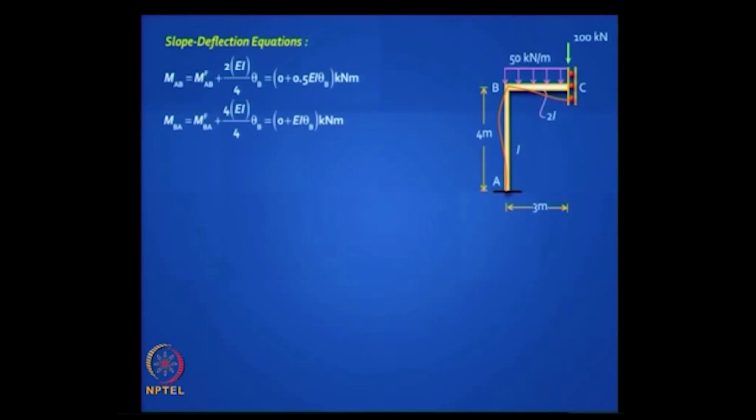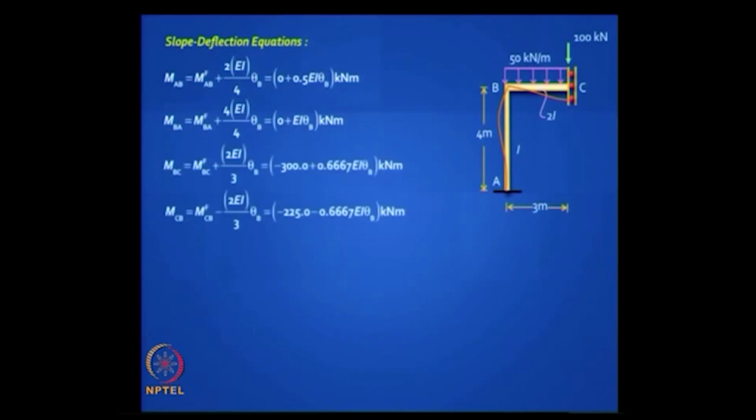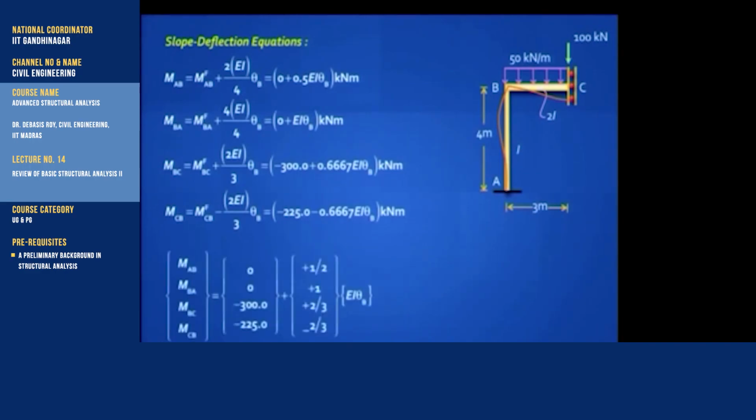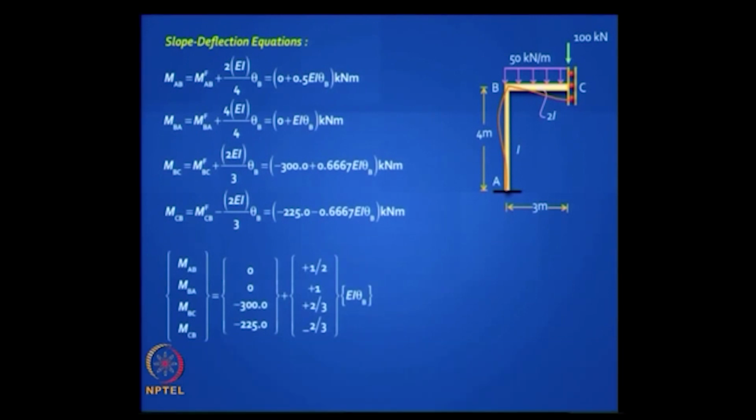MAB is MFAB plus 2EI by L into theta B, and MBA is MFBA plus 4EI by L into theta B. Theta B is your unknown, you can club it along with EI. MBC is MFBC plus EI by L. Now here the beam has a second moment of area which is 2I, so you should put that, don't lose that, EI by L into theta B plus and minus. Is it clear? So with some practice you can master this, write it nicely in a matrix form.